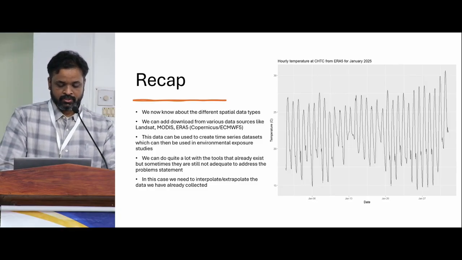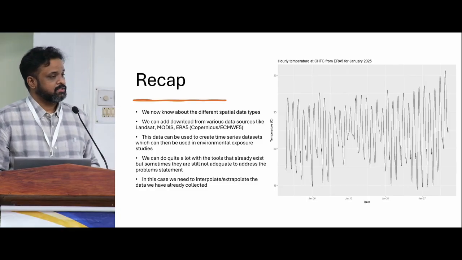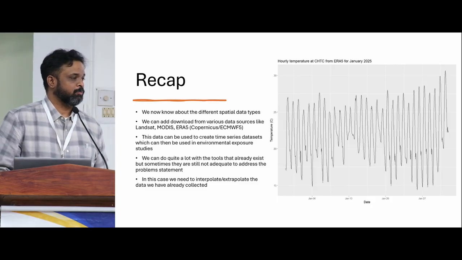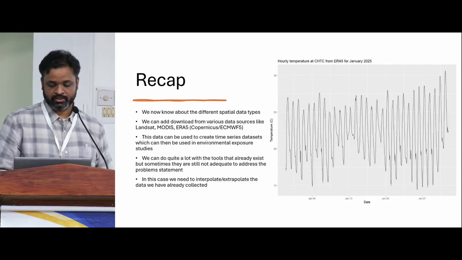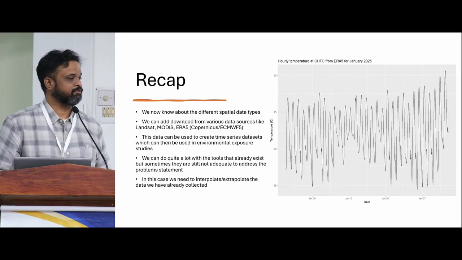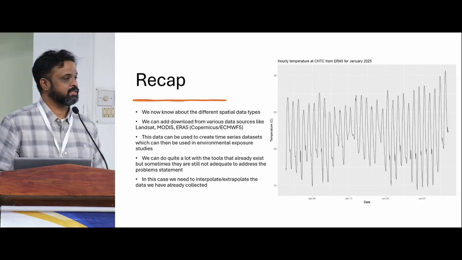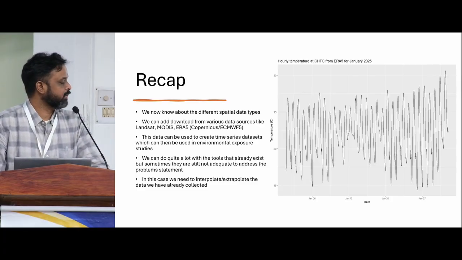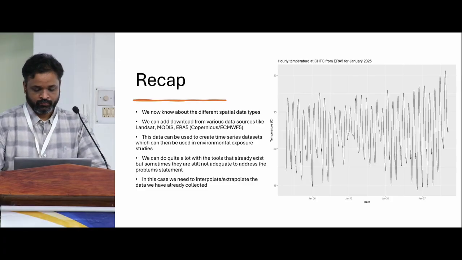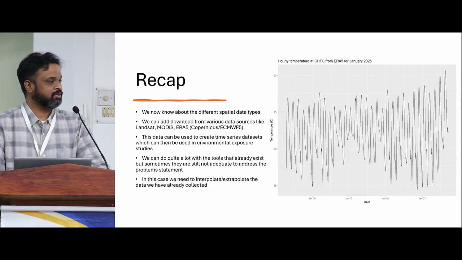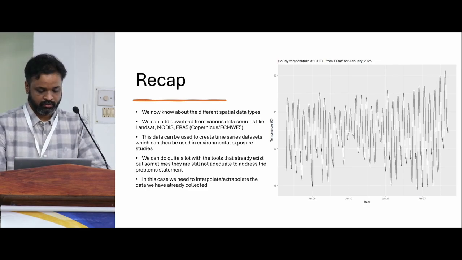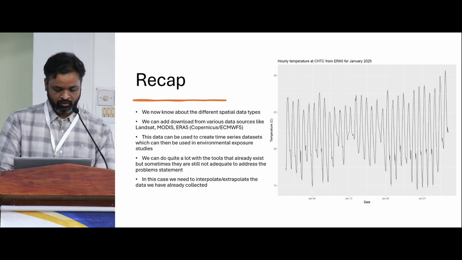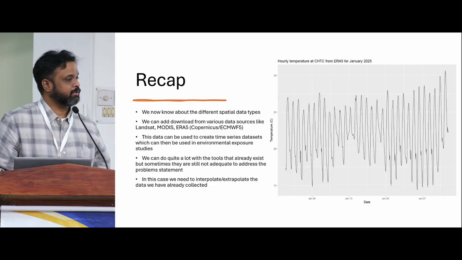So we can use this to create time series data sets like this. From yesterday, we had gotten the point for CHTC. This is actually in January 2025, what the temperatures were at CHTC for every hour over the whole month of January. So this is arbitrary, of course. Depending on what you want to do, you can download the appropriate time series data, and you can do quite a lot already with these tools.